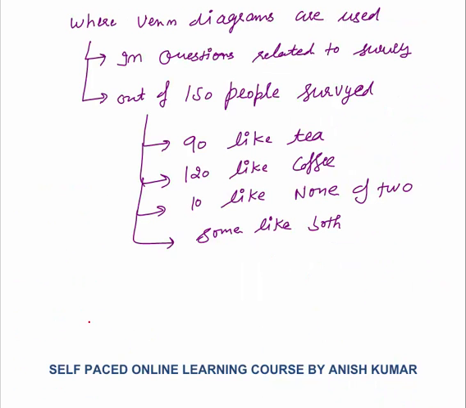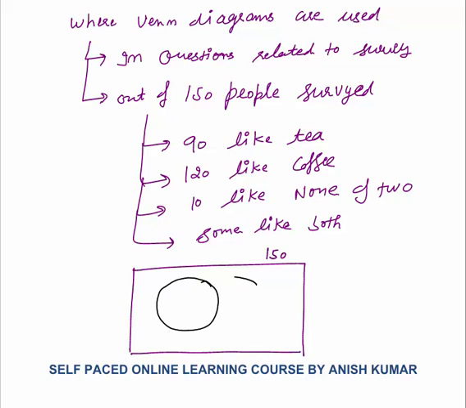Now let's discuss the question I initiated in the first slide. There are 150 persons whom we surveyed. I will make the Venn diagram for you. Total number of respondents you have to write here: 150 were the total number of respondents. Now the question says that 90 people like tea and some like coffee. So the tea circle is there. This is the coffee circle.